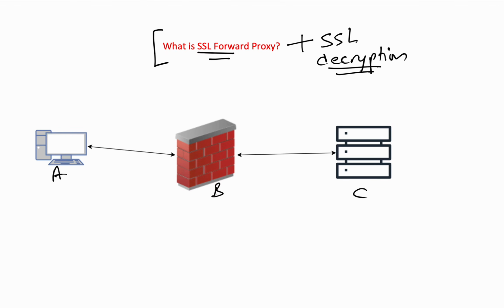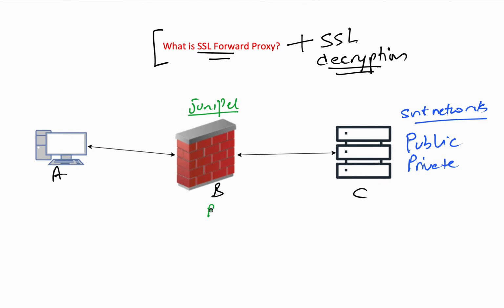Let's talk about this in detail. So consider we have three devices A, B, and C. C is some server like Gmail or YouTube, or let's just say this is snt-networks. This is the server. So what do we have here? We have a public key and a private key. Similarly, we have a firewall here. Just for example, we'll call it Juniper firewall. So the Juniper firewall will have a public key and a private key.